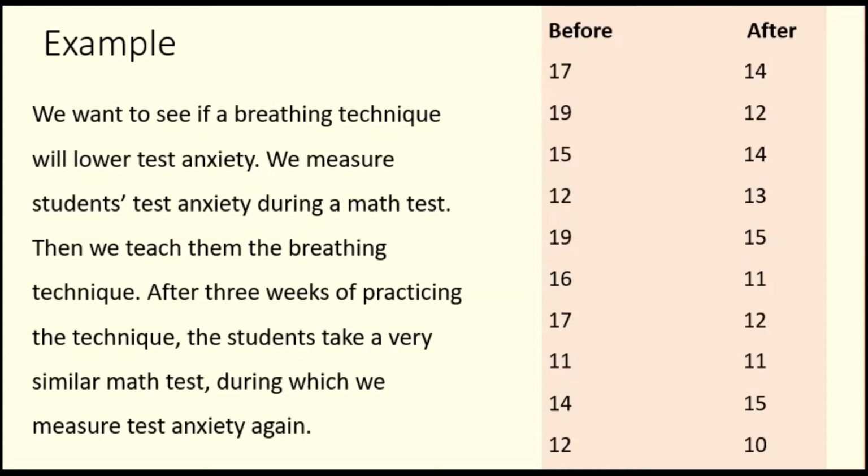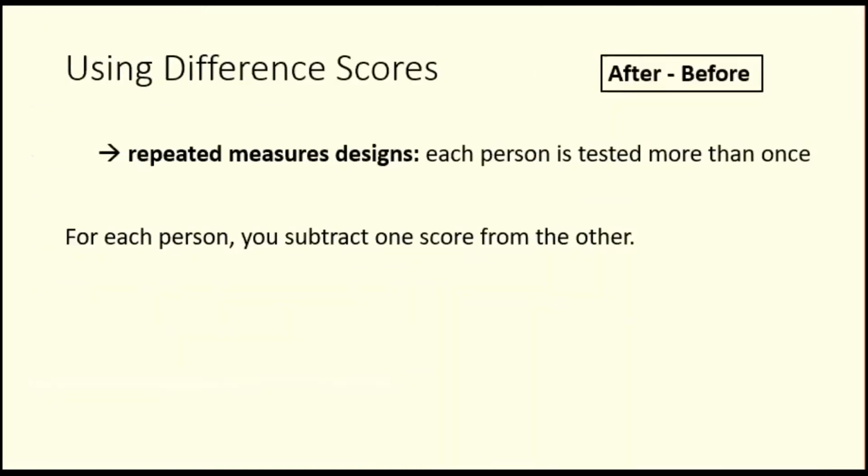So our null hypothesis here would be that students who receive training in our breathing technique will have the same test anxiety scores before and after the breathing technique training, or students who receive training in the breathing technique will not have lower test anxiety after learning this. But our research hypothesis is going to be that students who receive this training in our breathing technique will have lower test anxiety scores after learning this. And so we have our research hypothesis and our null hypothesis.